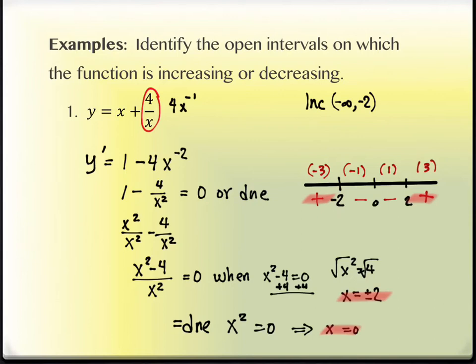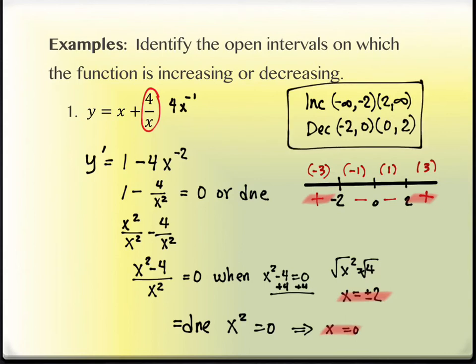And it jumps over until I get to the 2, and from 2 on, so from 2 to infinity, it's increasing again. And then it's decreasing in between. I can't just write -2 to 2, though, because at 0, I really have an asymptote. So I need to show that it's going from -2 to 0, and then from 0 to 2 for my intervals. So these are my intervals where it's increasing, decreasing.